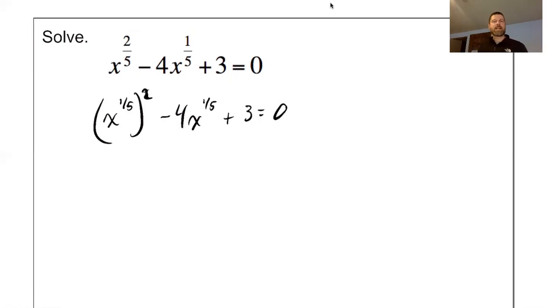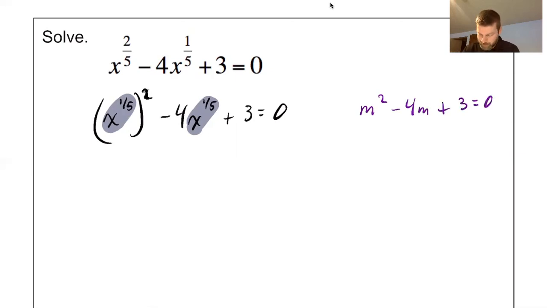Being able to rewrite it like that can make this type of problem much easier, because you'll notice I've got something squared minus 4 times that same something plus 3 equals 0. We know how to factor things like that. I'm going to use a different variable, I'm just going to use an m. If I had m squared minus 4 times m plus 3 equals 0, we can factor that. That would factor into m minus 3 times m minus 1 equals 0.